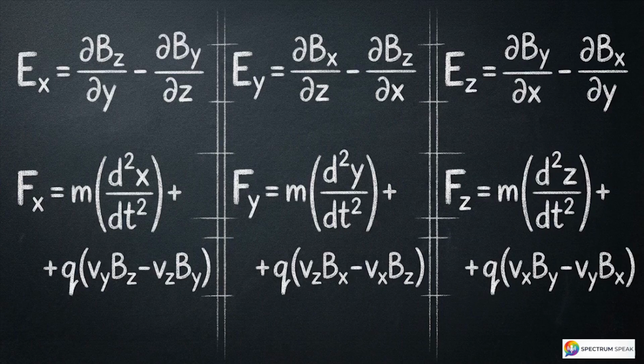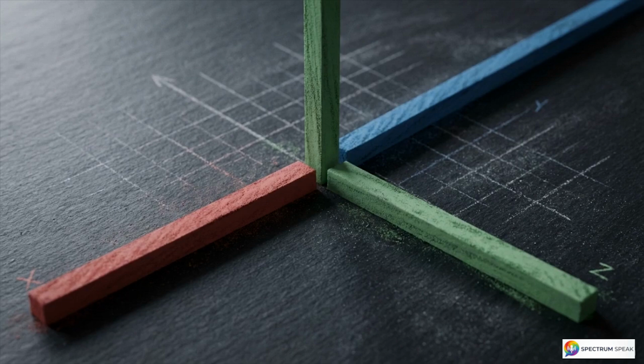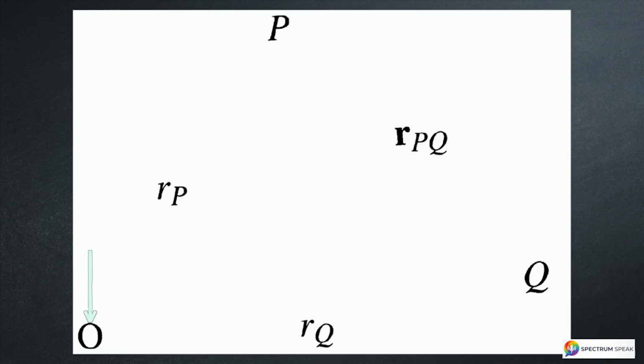The absolute rule for vector math is isolation. You must execute your operations component by component, x with x, y with y, and z with z. Here we have an origin point O with two position vectors, rp and rq, mapped out to their respective points. To find the distance vector between them, rpq, we subtract the source vector from the destination vector.